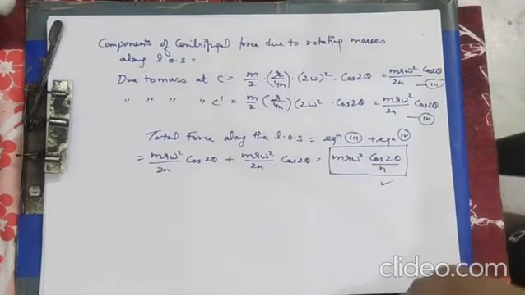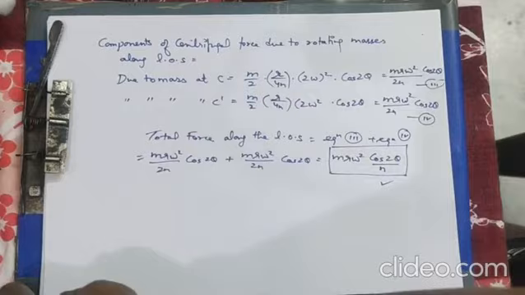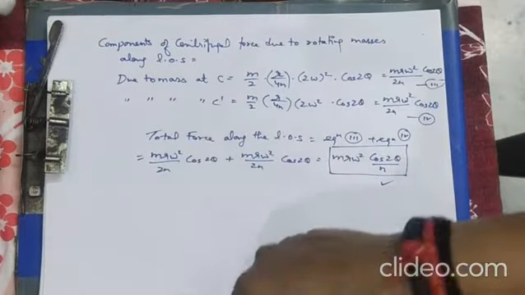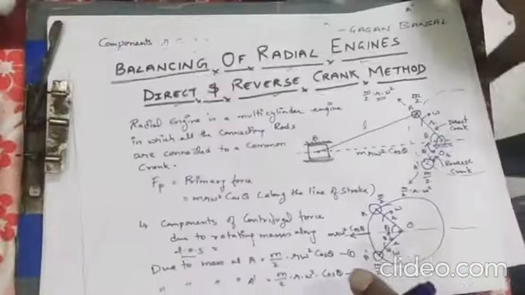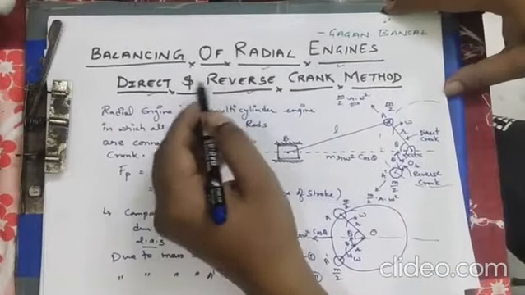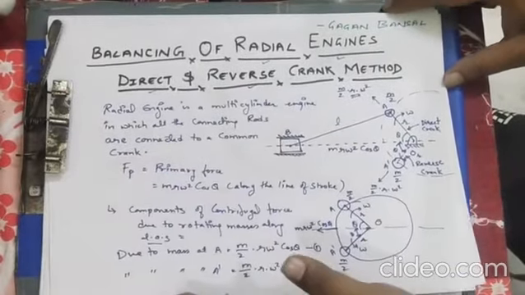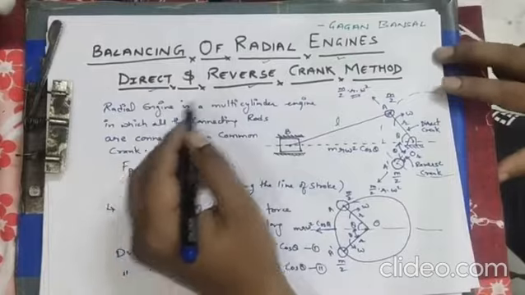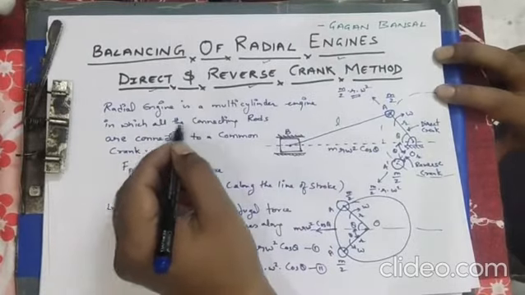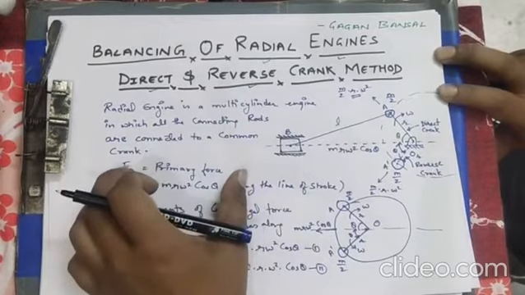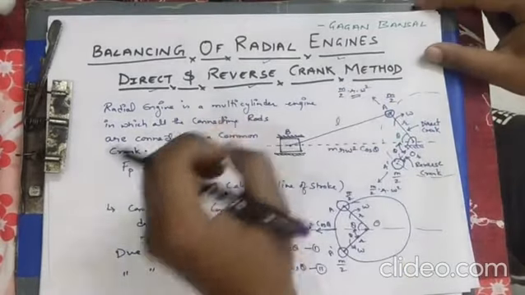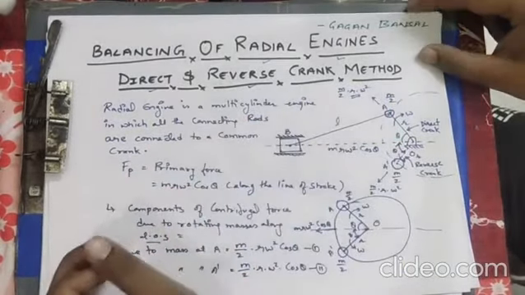So hope it is clear. So what I did is, I'll just explain you again in brief. Our heading was direct balancing of radial engines, that is direct and reverse crank method. So I told you what is a radial engine. Radial engine is a multi-cylinder engine in which all the connecting rods are connected to a common crank. In this, to explain, I have taken a single cylinder system.